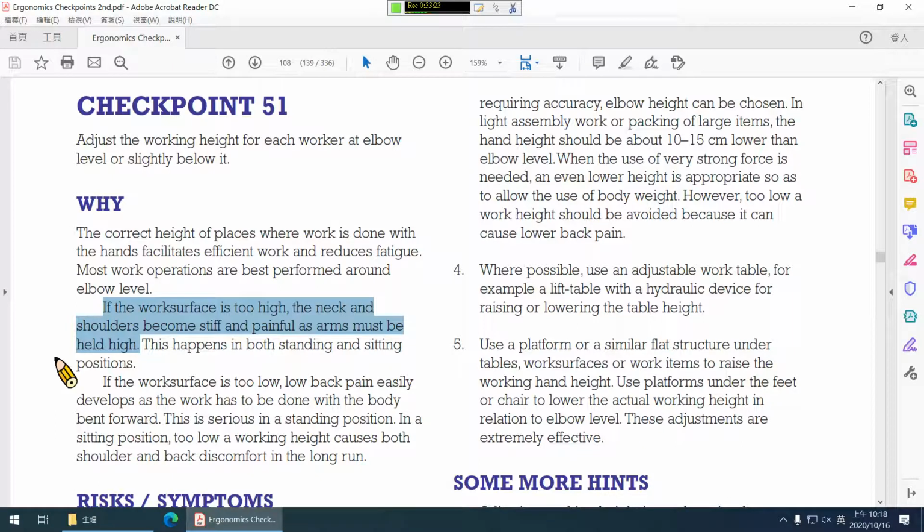We try to measure whether the muscles here are stiff. It says neck and shoulder become stiff. How do you measure stiffness? You want to measure whether it's stiff here. How do you measure it?